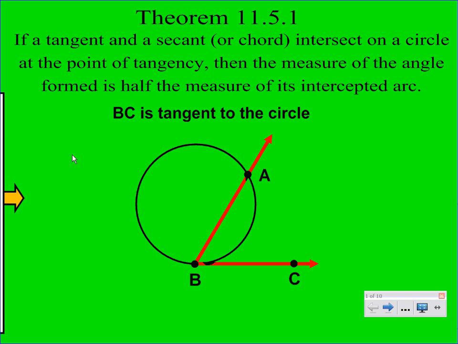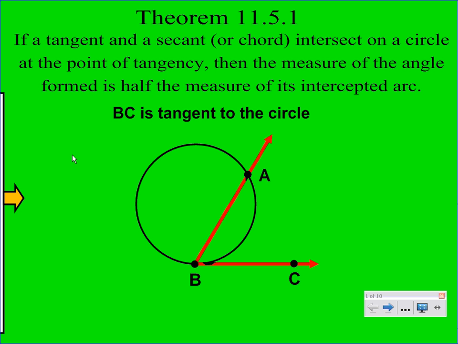Section 11.5, moving into some different things that happen to angles. So far we've talked about central angles and the inscribed arc, then the intercepted arc. Then we've talked about inscribed angles where the vertex was on the circle.